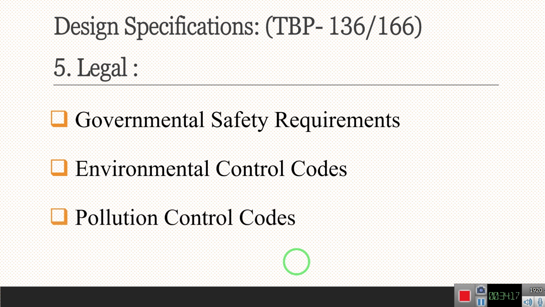Pollution control: if you have a factory or a car, the fumes and pollution coming out of the car, we have to follow some codes. If more is coming out, it will be legally penalized. So you have to follow that. Production standards: we have to follow production standards set by the government or by policies. So these are the legal aspects.